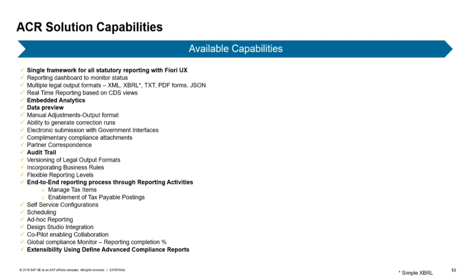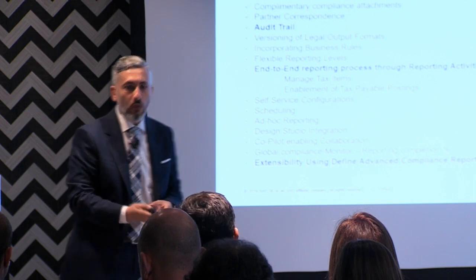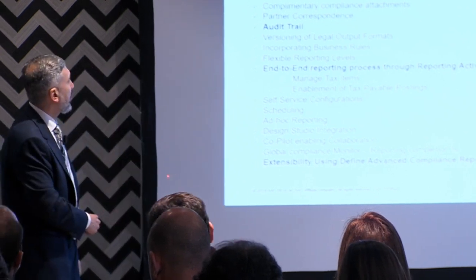You can even still do manual adjustment of the output format once you have generated it. Electronic submission with government interfaces, which is very important nowadays. We have what we call complementary compliance attachments. When you generate a report here, it's only the data that comes out of the system. Sometimes when you need to submit this, the authority asks you to attach something to the report. It could be a copy of your CR or any other legal documents that could be required. The tool supports you to do that.